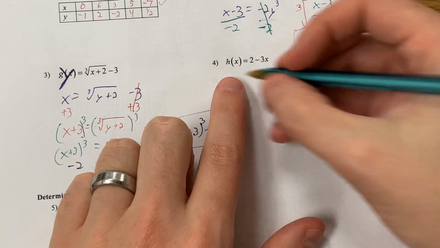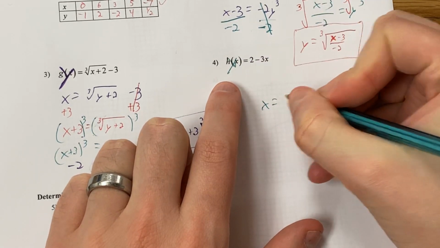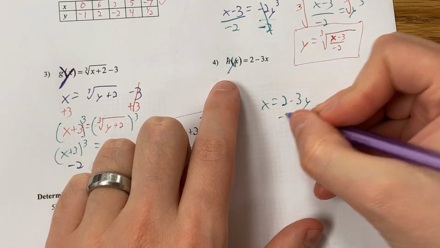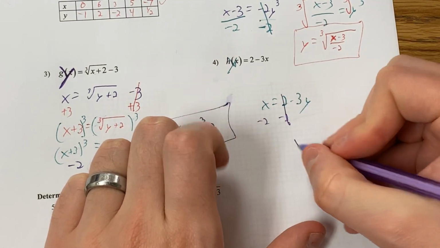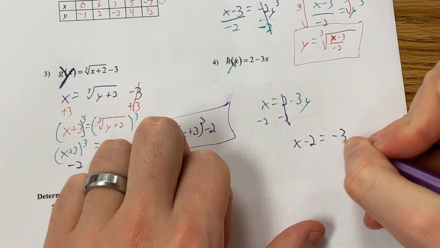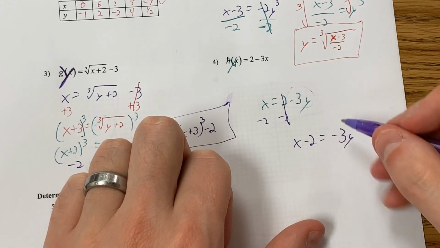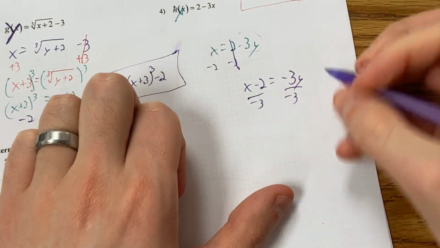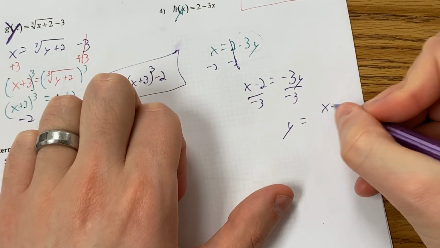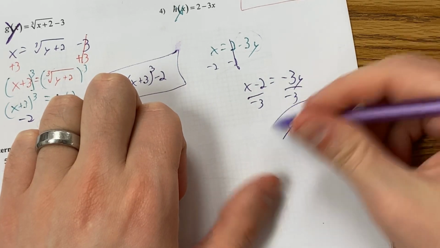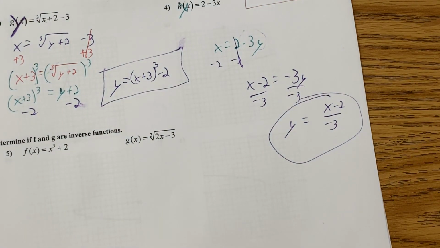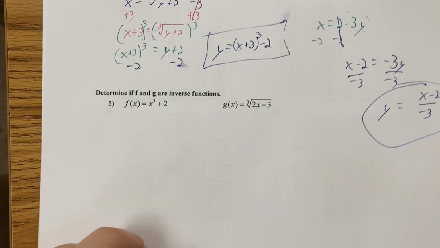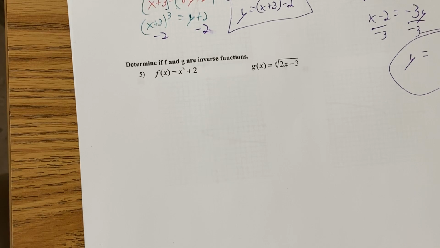In the next problem, same thing. We'll make this x equals 2 minus 3y. We'll subtract the 2 over to get x minus 2 equals negative 3y, because you got to bring that whole thing down. And we'll divide by negative 3. Okay. That's it.